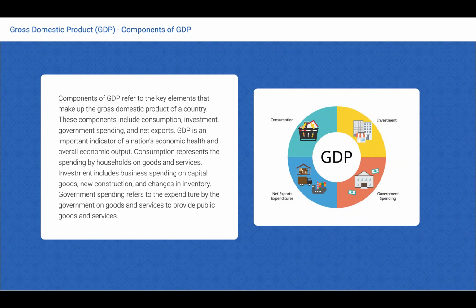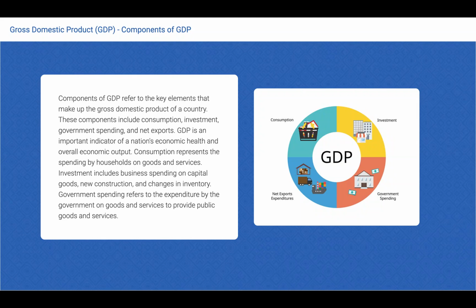Consumption represents the spending by households on goods and services. Investment includes business spending on capital goods, new construction, and changes in inventory. Government spending refers to the expenditure by the government on goods and services to provide public goods and services.